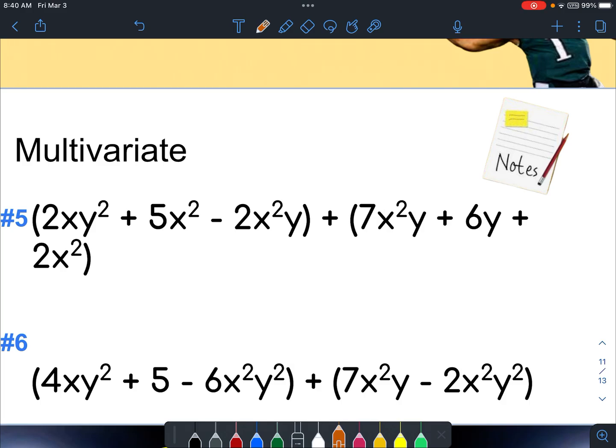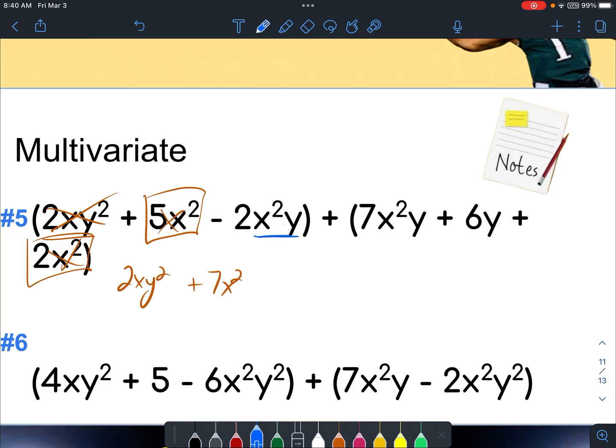So with the 2xy squared, we are going to look for anything else in the equation that has an xy squared, in which case there's not, so we just have 2xy squared. We can cross that guy off. Then we can move to the 5x squared. We have one like term down here, so we would have a 7x squared. Cross him off since we're done with him.